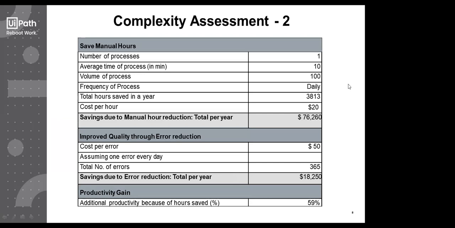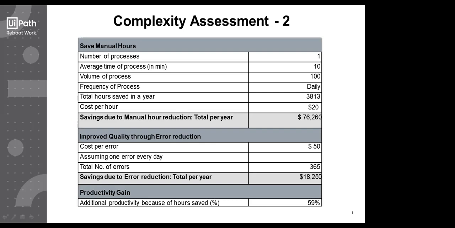So the number of processes involved in this is 1. Average time to process it is 10 minutes, that it takes 10 minutes to process it. Volume of process is 100, that is 100 records you're going to get daily because the frequency is daily. Now, if the frequency is weekly, that means you're going to get 100 records weekly. So total hours saved in a year is 3813 and cost per hour is $20.